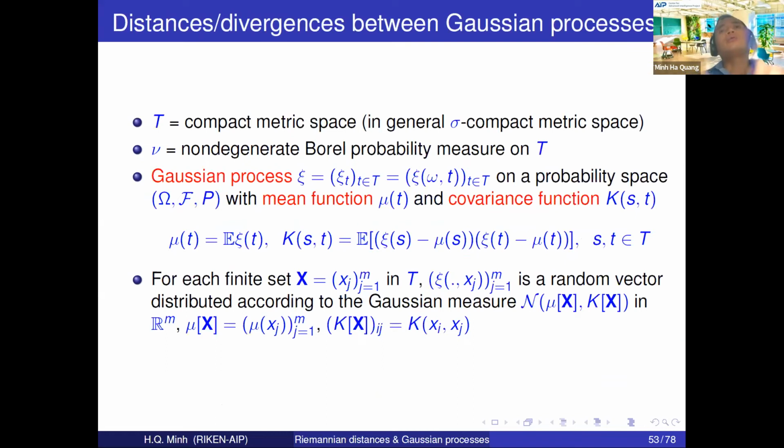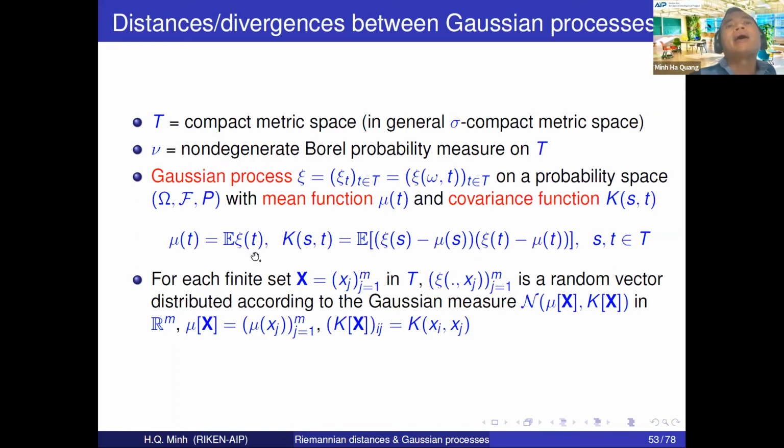Now I want to talk about the next concrete computation, which is distances and divergences between Gaussian processes. Before, it was the RKHS covariance. So let's apply it to Gaussian processes. Suppose we have a nice compact metric space T, let's say the interval from 0 to 1, and mu is a nice probability measure on T. The Gaussian process indexed by T is a collection of random variables with mean function mu t and covariance K(s,t). K(s,t) is given by this formula, and mu t is given by the expectation of the process.